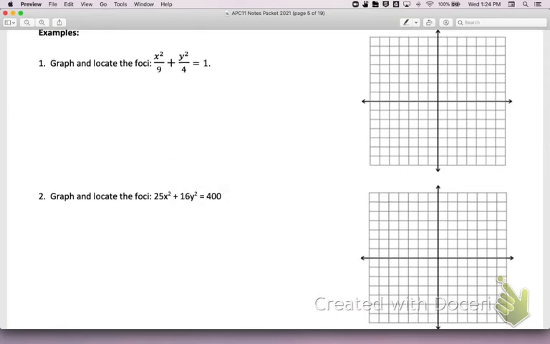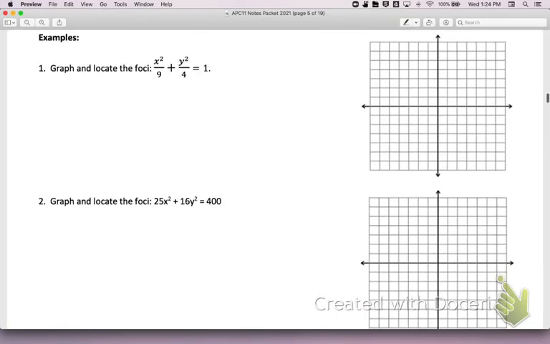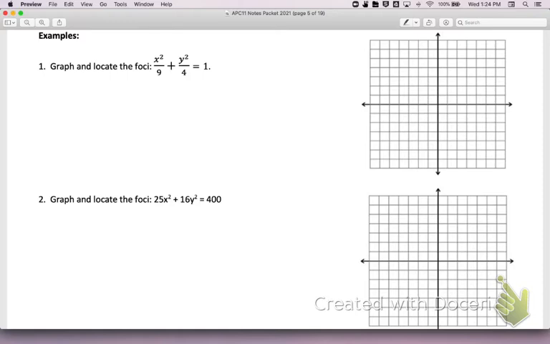So we want to graph and locate the foci for each of these equations. The first thing we have to decide is, is it going to be horizontal or vertical? In this case, I know that it is horizontal because 9 is bigger and 9 is under the x. So that tells us that this is A squared and this is B squared. That tells us then that A is equal to 3 because 3 squared is 9, and B must be equal to 2. This is always going to be equal to 1 when it's in standard form.